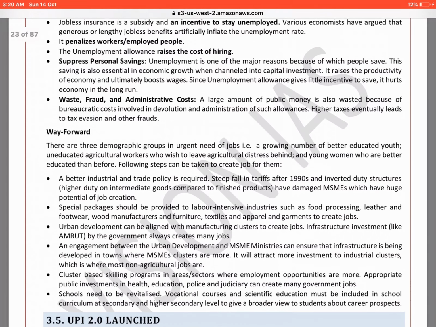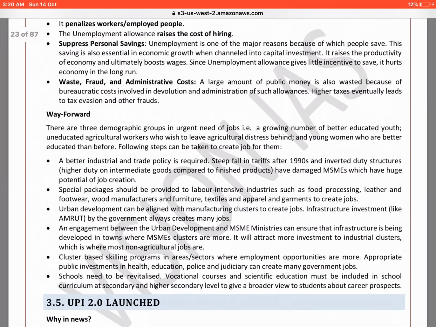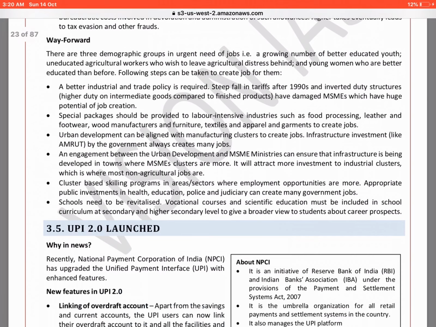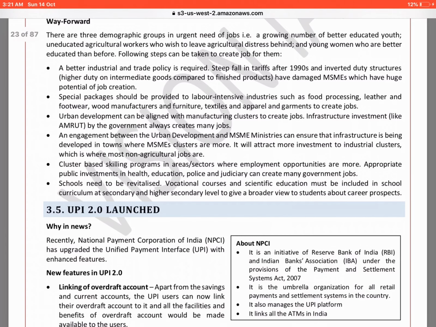It raises the cost of hiring, suppresses personal savings, and waste, fraud, and administrative costs will also be there. So what is the way forward? There are three demographic groups in urgent need of jobs: the growing number of better educated youth, uneducated agriculture workers who wish to leave agriculture districts behind, and young women who are better educated than before. So these are the three sections who urgently need jobs. Very, very important. So you can write these points in your answer writing.